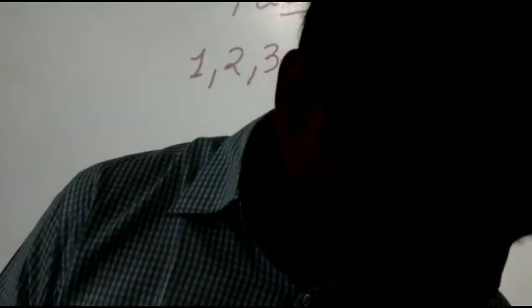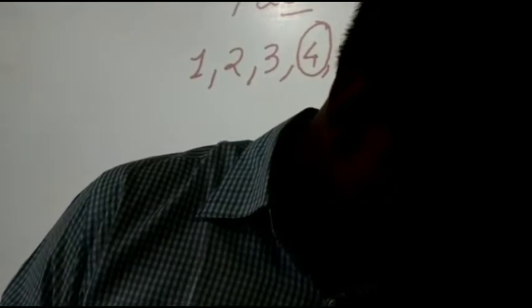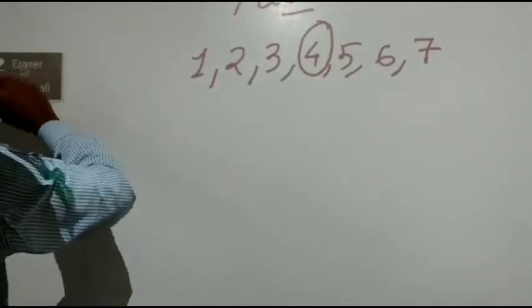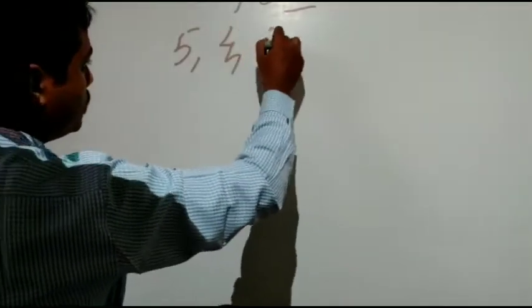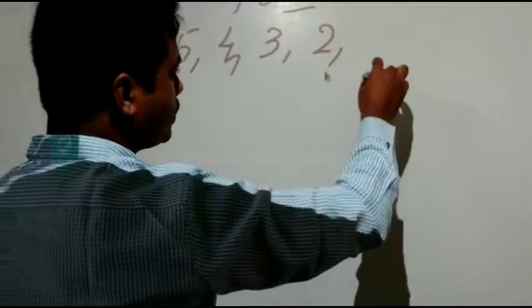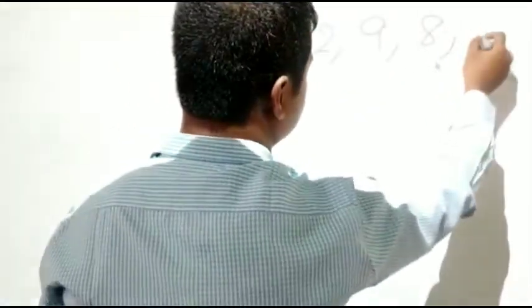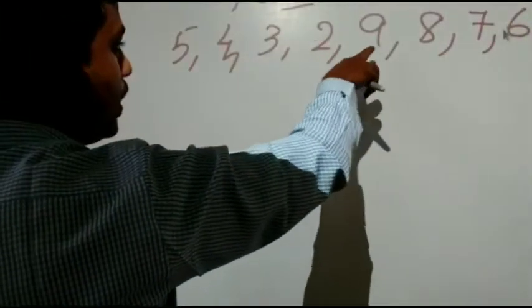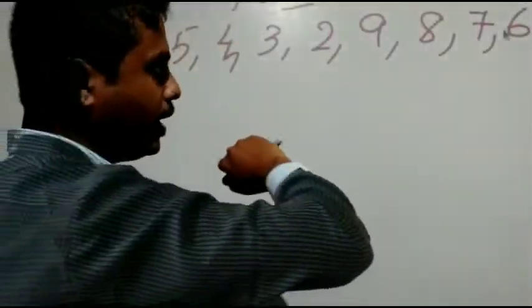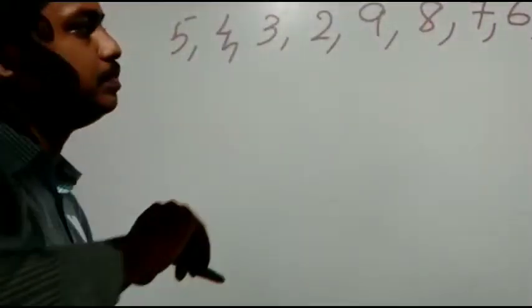Suppose for example, I will be doing an example of the book only. Like suppose we have, I am taking this. Okay, I want to find out the median. Suppose we have 5, 4, 3, 2, suppose 9, 8, 7, 6. So I have taken 8 numbers. Okay, I am taking suppose one more number, 1.